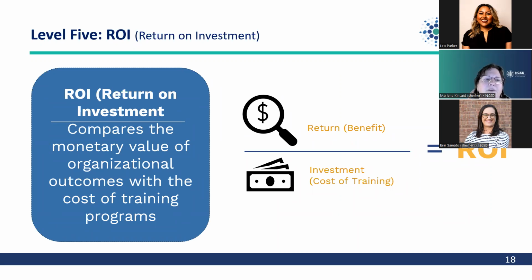Lastly, the level 5 that was added in the early 2000s is called return on investment. Return on investment compares the monetary value of an organizational outcome with the cost of the training program. With ROI, we focus on the net benefit of the training to the organization.